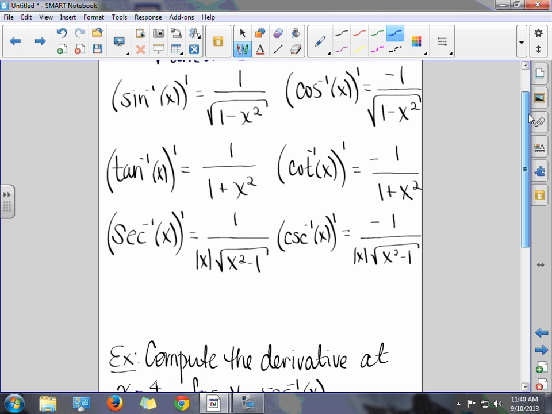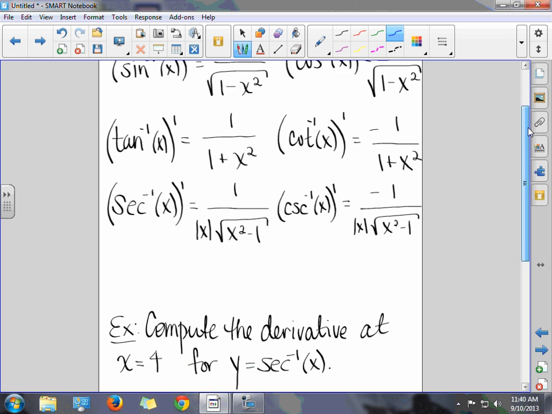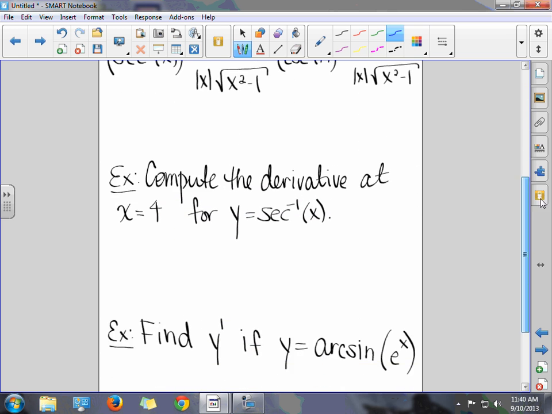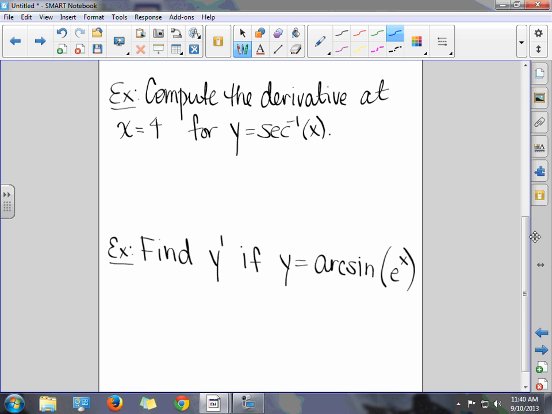So we'll refer back to this list, but we're just going to play around and compute some derivatives. So the first one's real simple. I want to find the derivative at x equal 4 for y is secant inverse of x. So the first thing I want to do is find y prime. And if you look at your list, the derivative of secant inverse of x is going to be 1 over the absolute value of x times the square root of x squared minus 1. So that's real simple. You just pulled it from the formula sheet or from your memory, which is where it should be by tomorrow.